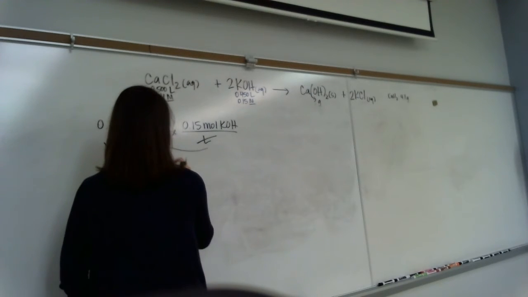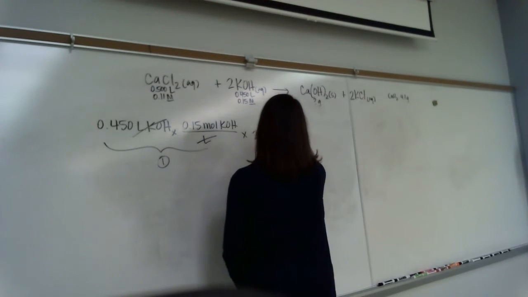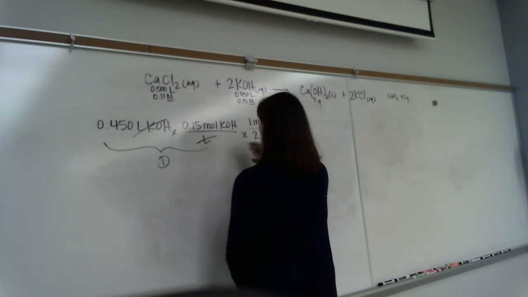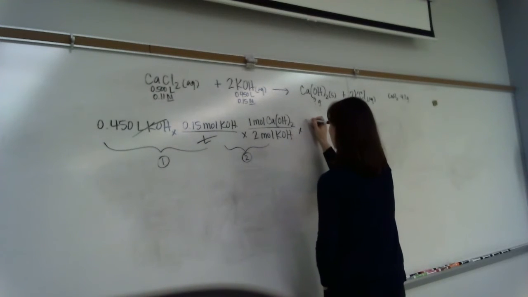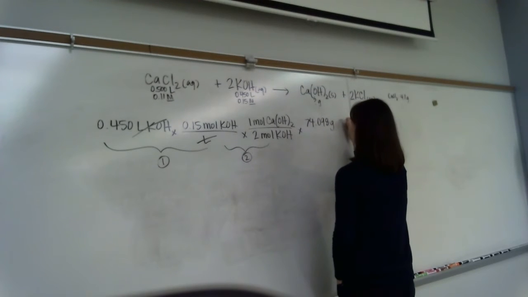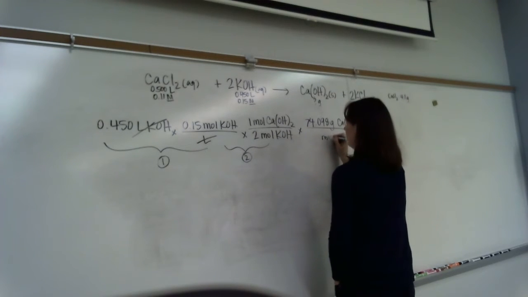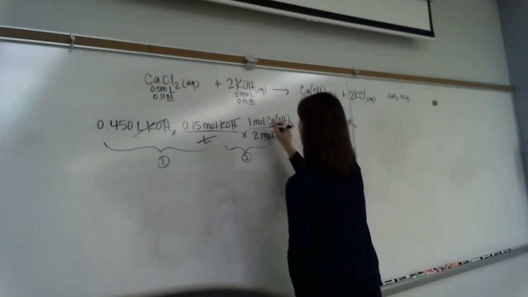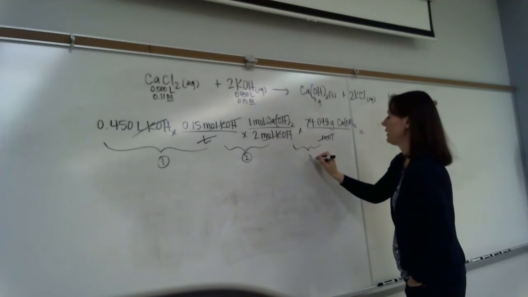So there's my step 1. Now I'm going to multiply by the mole ratio. 2 moles KOH for every 1 mole Ca(OH)2. So there's step 2. And now I'm going to convert that to grams. 74.098 grams Ca(OH)2 per mole. Does everyone see there's step 3? How we set that one up?